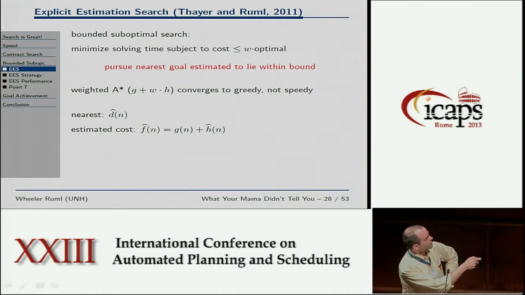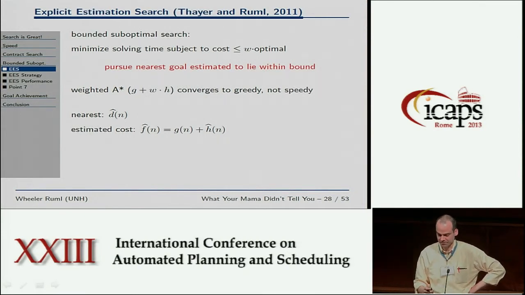And of course, for this estimated-to-lie-within-the-bound thing, I'm going to use my inadmissible heuristic again. I'm going to add it to G. I'm going to call it F hat. So we have G plus H hat equals F hat. So I'm going to go to the nearest goal whose estimated cost I think is going to lie within the suboptimality bound. That's going to be the algorithm.